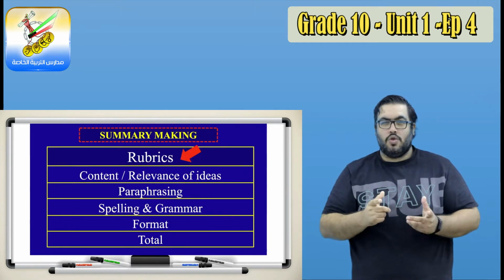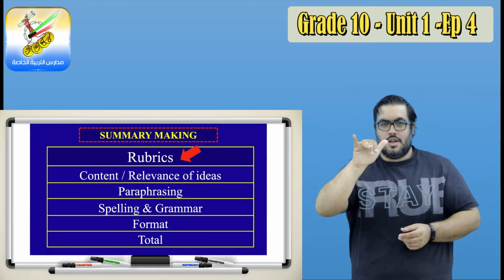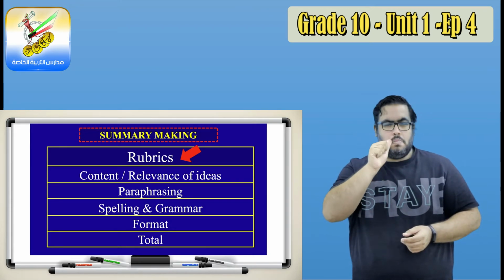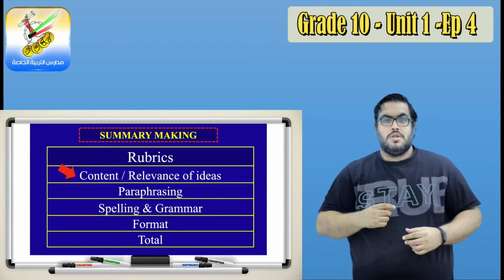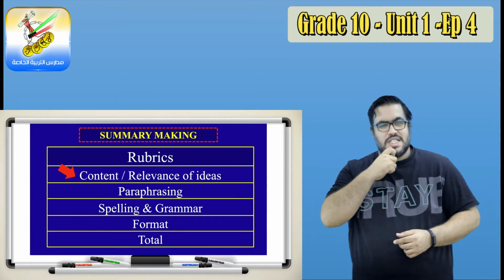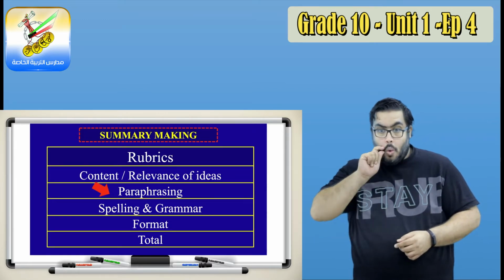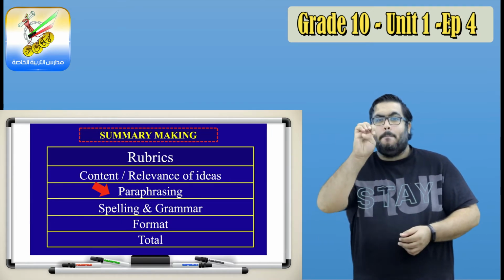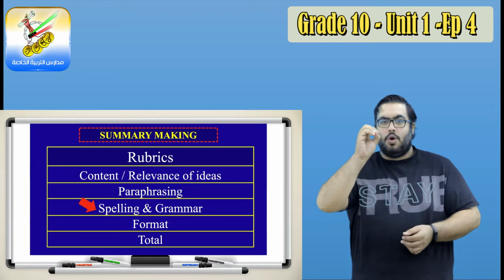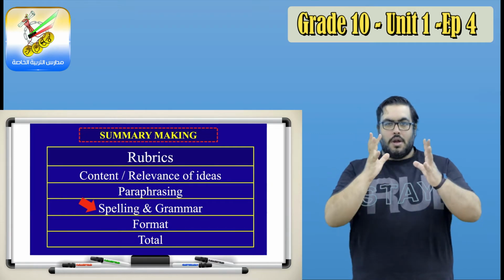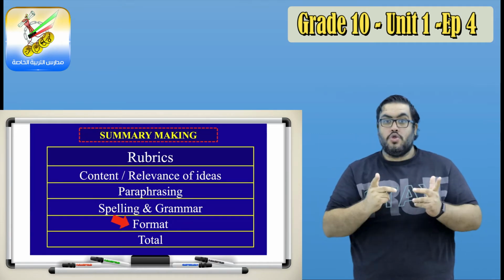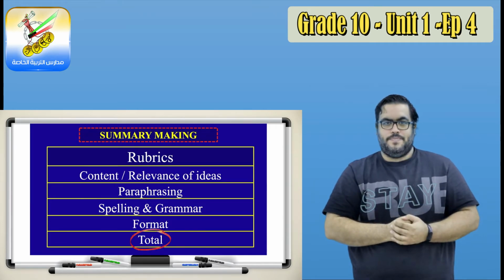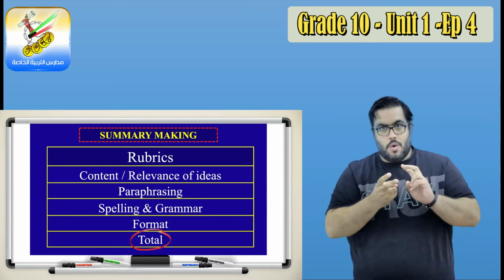Here is the summary rubric. These are the things that you have to pay attention to and keep in mind to get a perfect summary. First of all, pay attention to your content and relevance of ideas. The next thing is paraphrasing. So make sure you make the changes that we did in the first practice. Pay attention to your grammar and spelling, and your format. Like we said, we need it in paragraph format. Don't write your summary in points. All of this will give you the total.